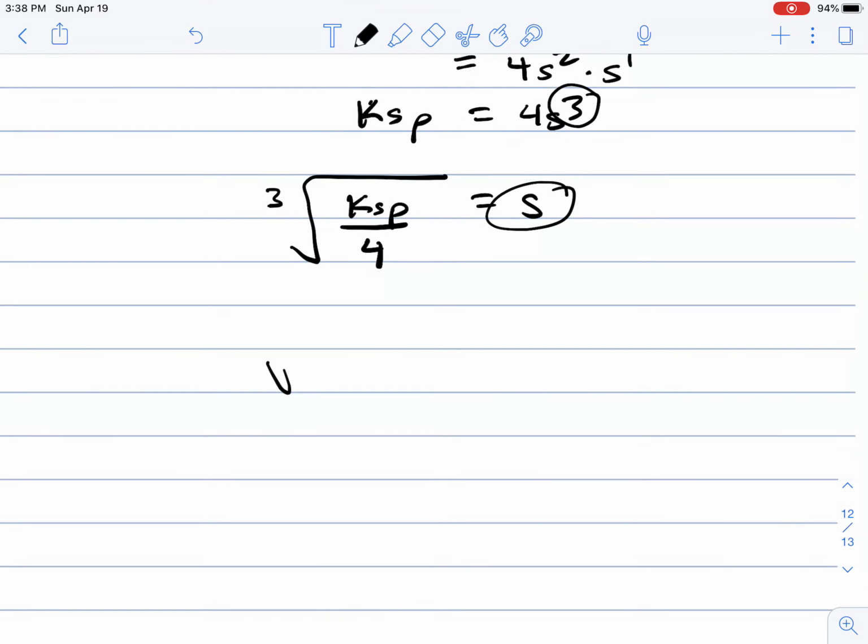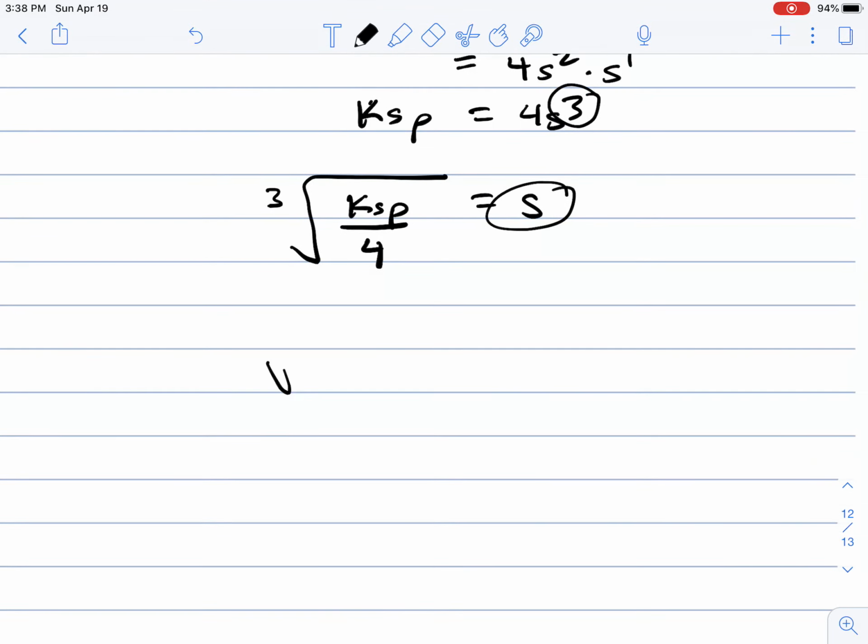So here I'm going to take 6.0 times 10 to the negative 51. I'm going to divide that by 4 first, and then the result, I'm going to cube root. So 6.0 times 10 to the negative 51, divide this by 4. That's going to be 1.5 times 10 to the negative 51. And then I'm going to go ahead and cube root it.